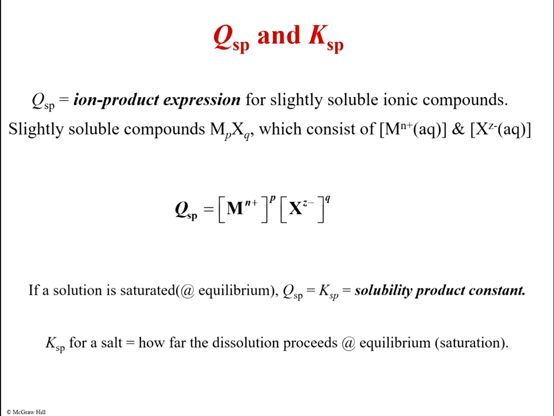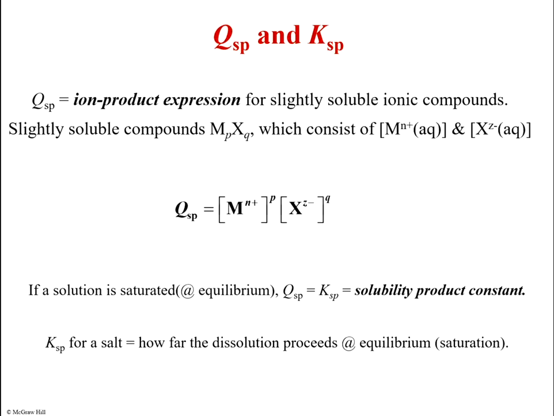So QSP, the ion product concentration expression for slightly soluble ionic compounds, is shown here. For the slightly soluble compound MpXq, which consists of M plus ions and X minus ions, we can write out the following ion product expression.